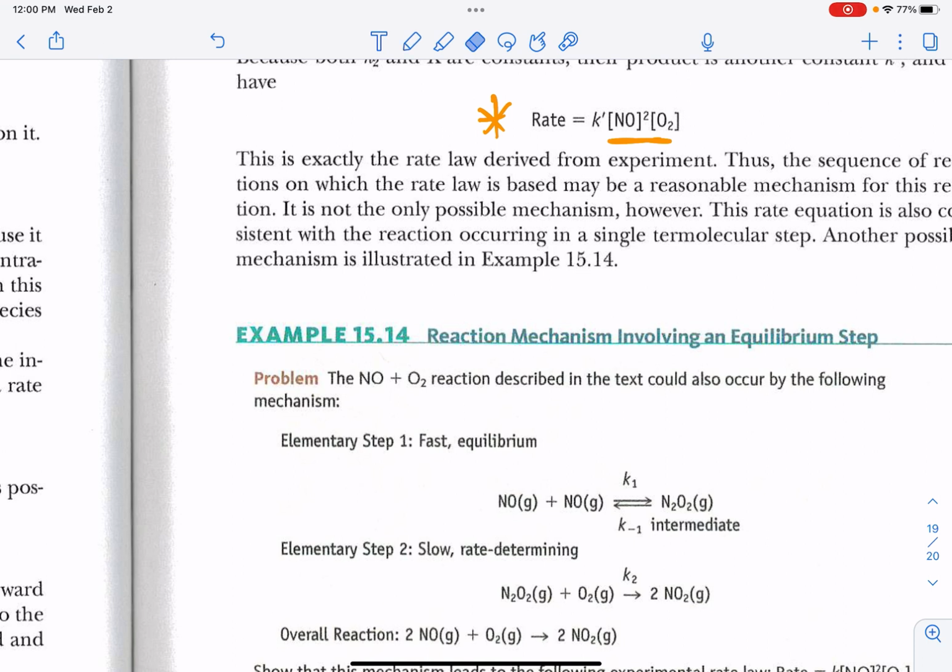And it's overall third order, 2 plus 1. It's overall third order, but we know it's not termolecular. And that's how you get rid of a reaction intermediate when you find it in the slow step. And again, our rate law right here cannot have the reaction intermediate in it, and it must be based on the slow step in the reaction mechanism.